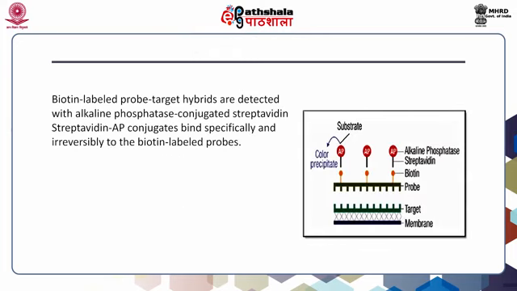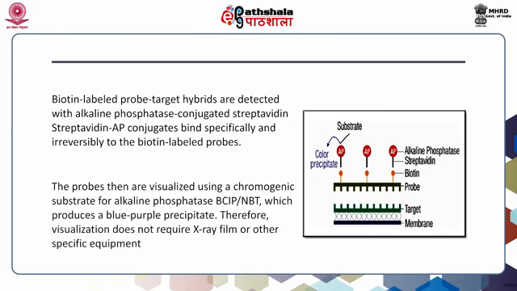Biotin labeled probe target hybrids are detected with alkaline phosphatase conjugated streptavidin. Streptavidin AP conjugates bind specifically and irreversibly to the biotin labeled probes. These probes are then visualized using a chromogenic substrate for alkaline phosphatase, which produces a blue-purple precipitate. Therefore, visualization does not require X-ray film or any other specific equipment in this case.